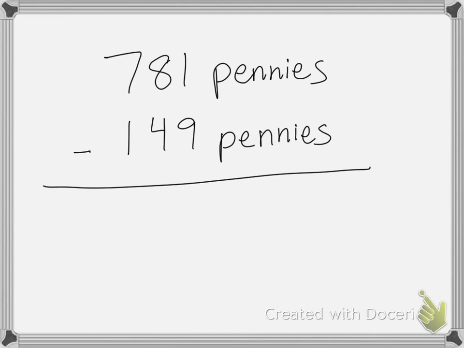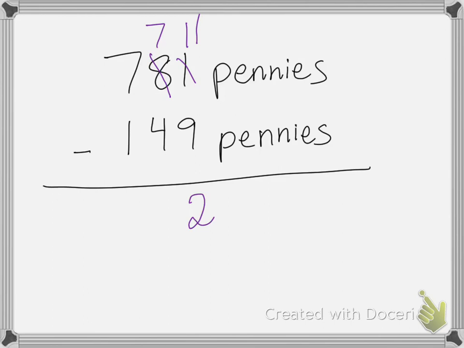Okay, so this time I have a bag of 781 pennies, and I will give 149 pennies away. So remember, first we subtract the digits in the ones column. I cannot take 9 away from 1, so I have to go to the tens and borrow a 10 and turn it into 10 ones. 11 minus 9 is 2.